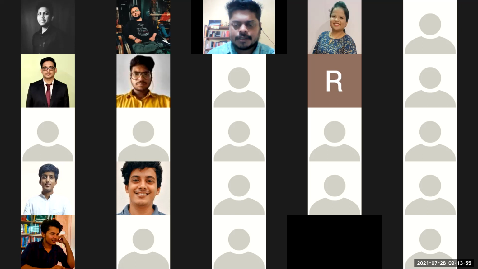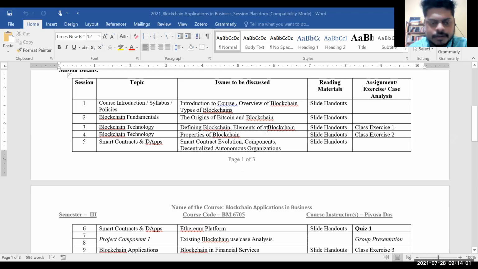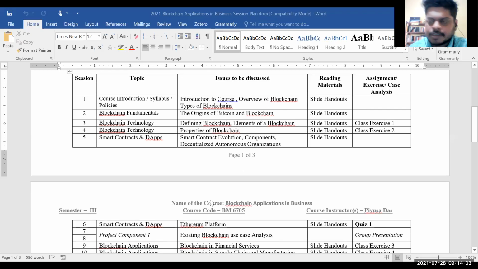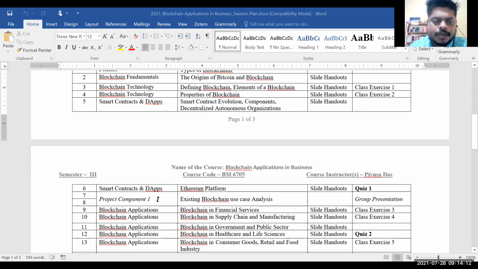So to answer Satya's question, the first few sessions, at least up to 6 sessions, we'll get into the details of blockchain technology and smart contracts, which is one of the biggest use cases. Then as a group of 5 members, you have to present an existing use case. It can be healthcare, automobiles, IoT, or financial services. Choose your industry.